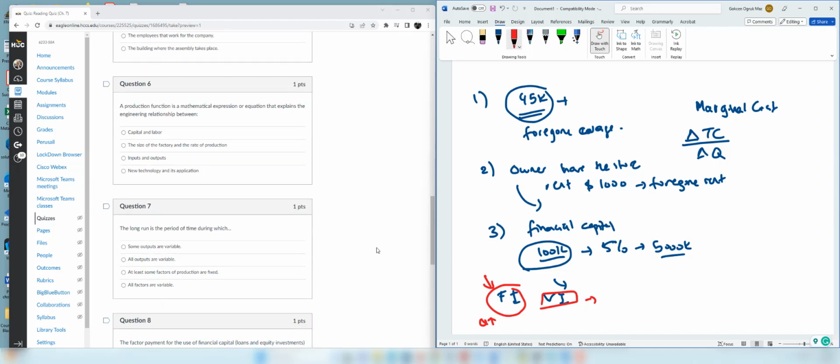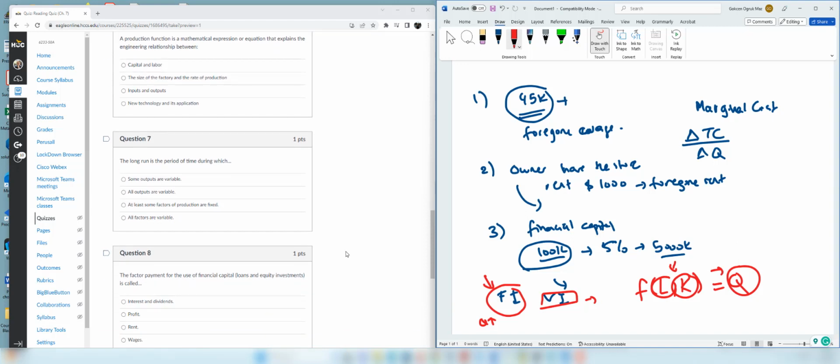Question 6. A production function is a mathematical expression or equation that explains the engineering relationship between inputs and outputs. So the production function is such that F(L, K) produces Q. These are the inputs, labor and capital, and Q represents the output. Question number 7. The long run is the period of time during which all inputs or all factors are variable.